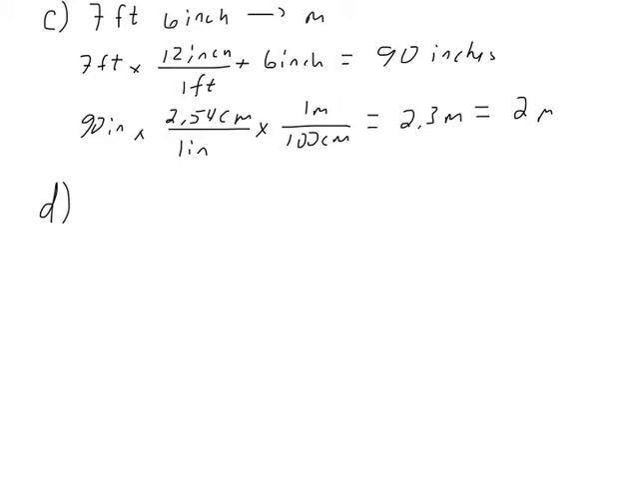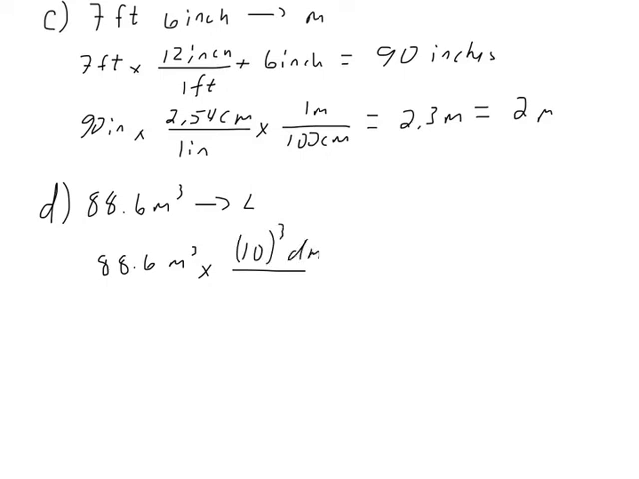Alright, and finally, we're going to take 88.6 cubic meters and turn that into liters. Now we did a problem very similar to this, so 88.6 meters cubed times, well, we know that a liter is a decimeter cubed, so 10 cubed decimeters cubed for every 1 meter cubed. And then times 1 liter is 1 cubic decimeter.